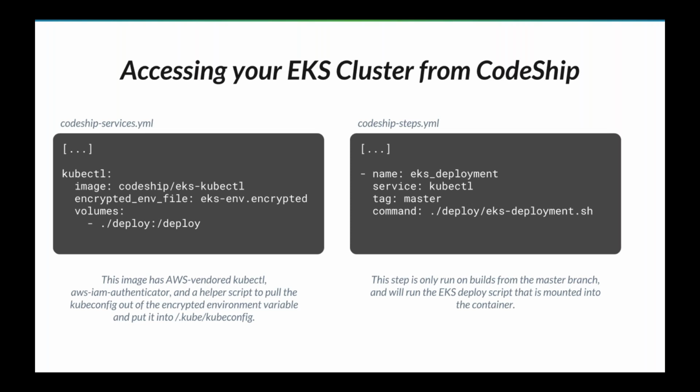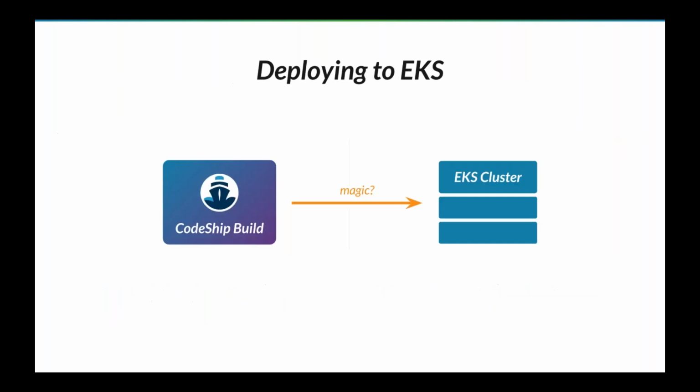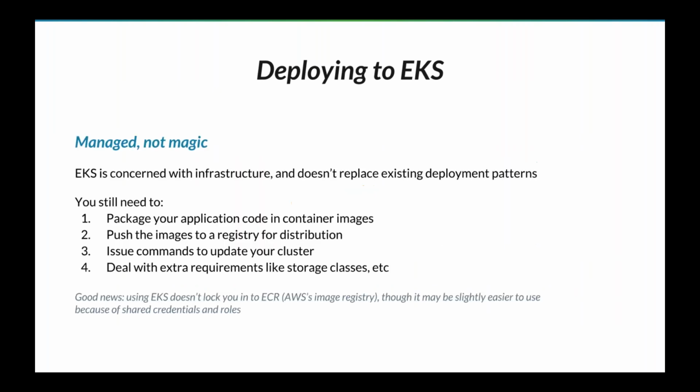These two things together are the base interaction in order to deploy to your EKS cluster. But I have to tell you, it's not as simple as just having code in a CodeShip build or any other CI/CD build and magically pushing new code to an EKS cluster. There's still quite a lot of other stuff that we have to worry about. And this gets back to, again, the manage, not magic. EKS is really concerned with your infrastructure. It's concerned about the compute, the volumes, whatever else you need, VPCs to run your Kubernetes cluster.